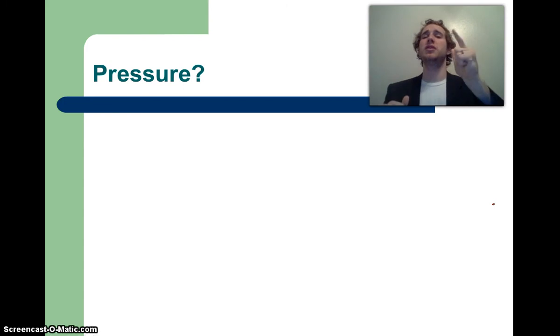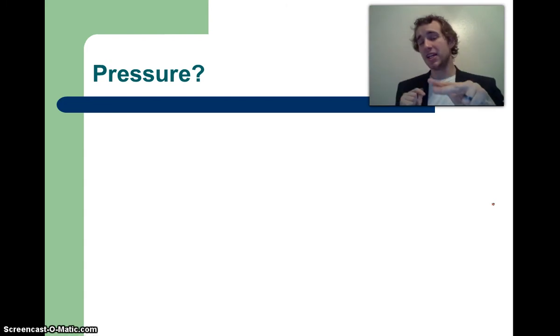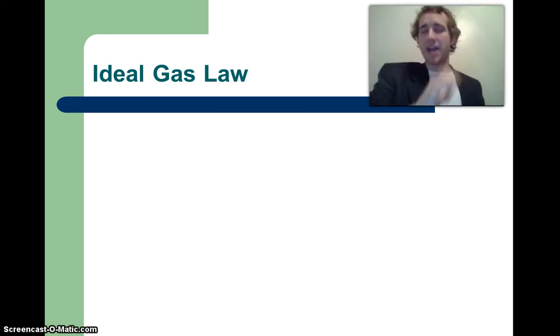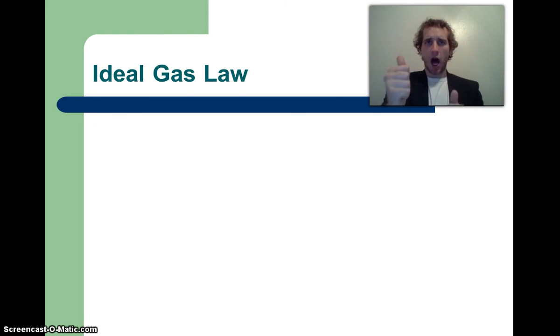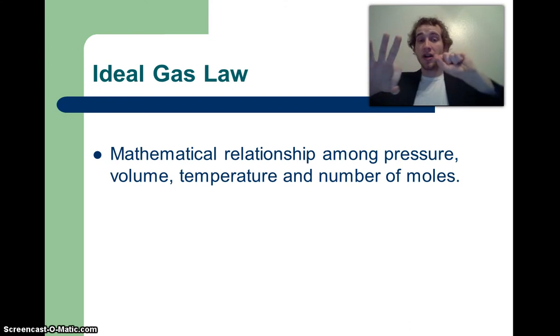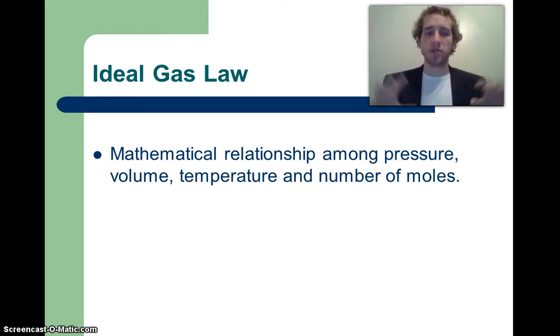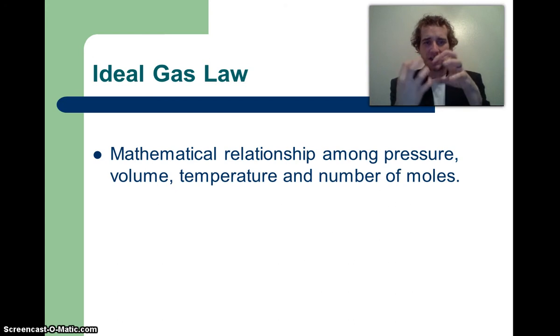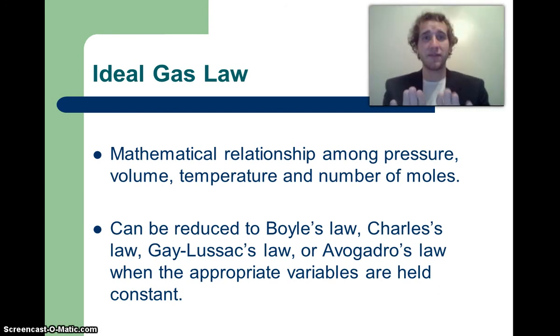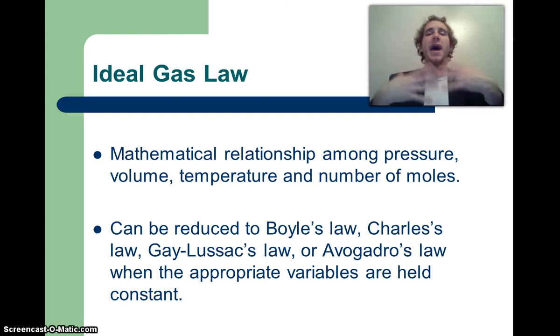This relationship between pressure, temperature, volume, and the number of moles is what we call the ideal gas law. It is the end-all, be-all, all variables, one formula, awesome formula. It is the mathematical relationship between the pressure, the volume, the temperature, and the number of moles. All of these different mathematical factors together into one formula. We can reduce this back down by holding different variables constant. We can reduce this back to Boyle's, back to Charles's, back to Gay-Lussac's, which you don't need to know, back to Avogadro's law.